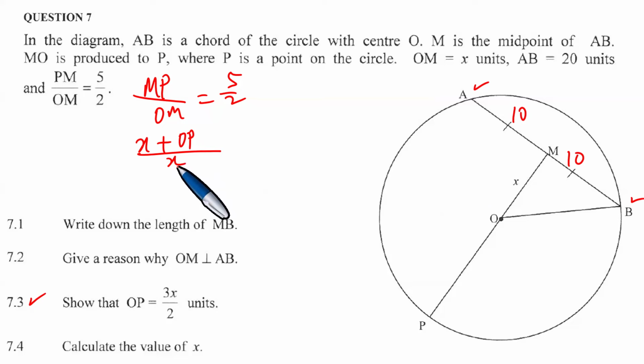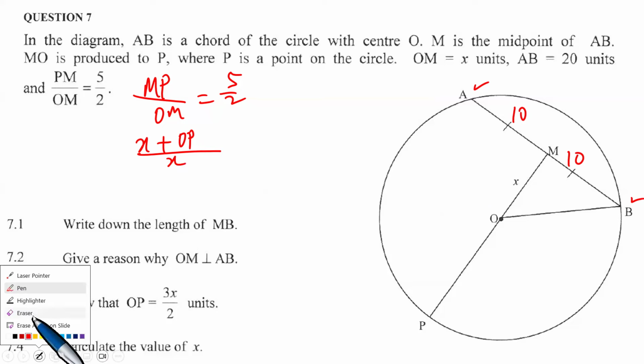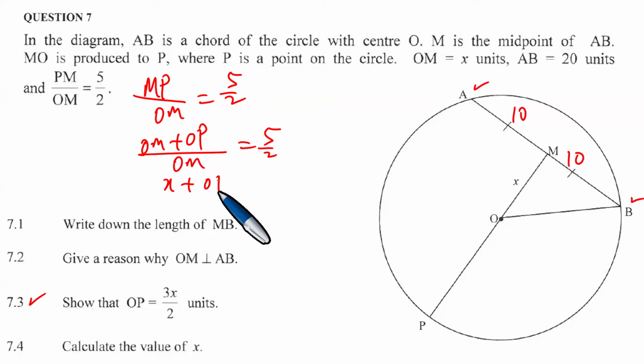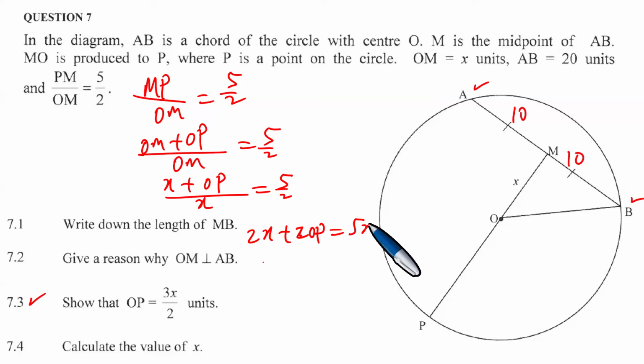Right, so you can do this, but you can write it a little bit more clearly. We can add a bit more step. MP is the same as OM plus OP, over OM, equals 5 out of 2. What is OM? It's X. So X plus OP over OM, which is X, is 5 out of 2. Cross multiply here, getting 2X plus 2OP is 5X.